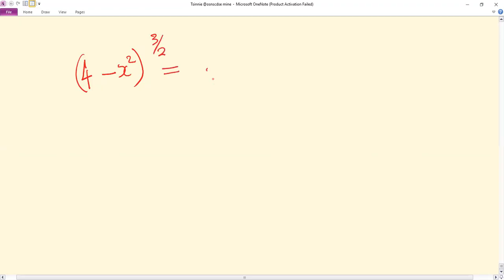This can be written as the square root of (4 minus x squared) cubed. This is how we can write the denominator. Because of the presence of this radical, it tells us that this problem is testing trigonometric substitution.